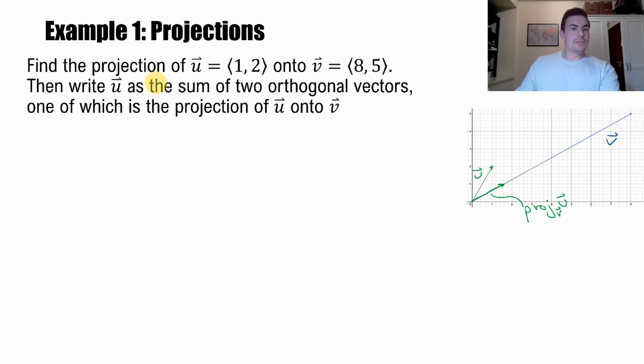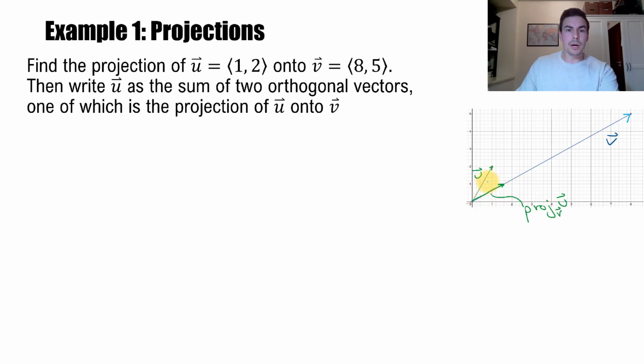Okay, so jumping right into some examples. If we were asked to find the projection of U onto V, and then we want to write U as the sum of two orthogonal vectors, one of which is the projection of U onto V. Okay, so we've got vector U here, we've got vector V here. This is our terminal side. Okay, so this component here of U is going to be our projection of U onto V, right?